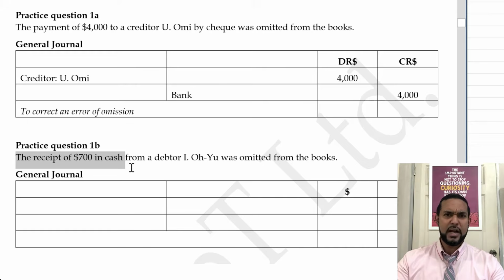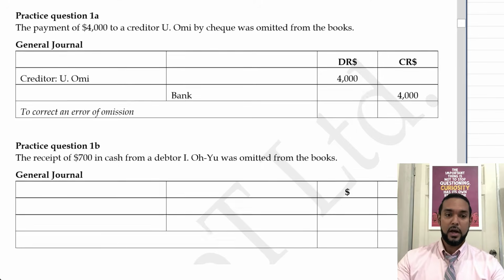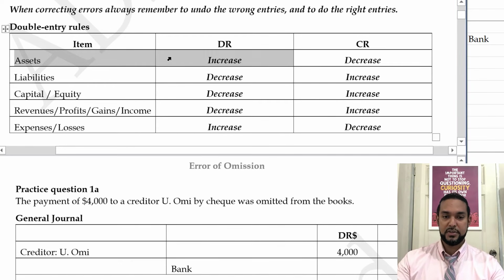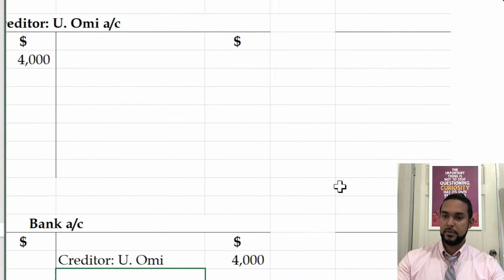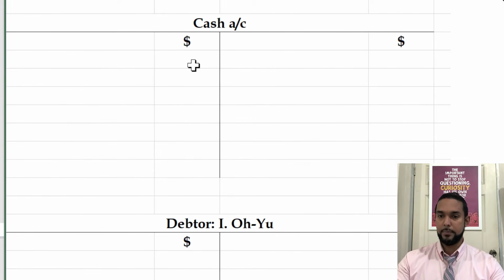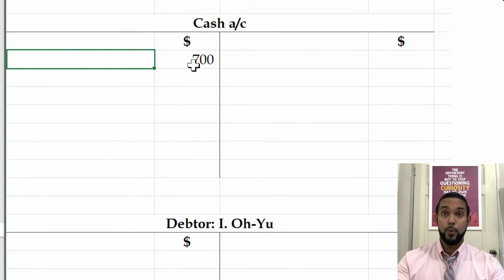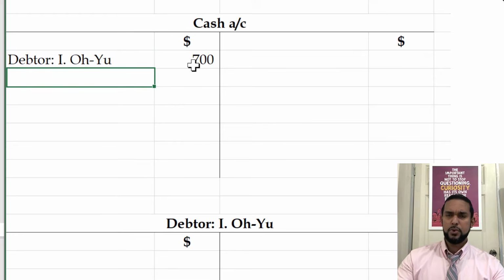Okay, how do we classify cash? Cash is an asset. If we receive cash, is it increasing or decreasing? It's increasing. And how do we record assets increasing? With debits. So we're going to put 700 on the debit side, and we need to put from whom or from where it came. And it came from the debtor, I.owe you.